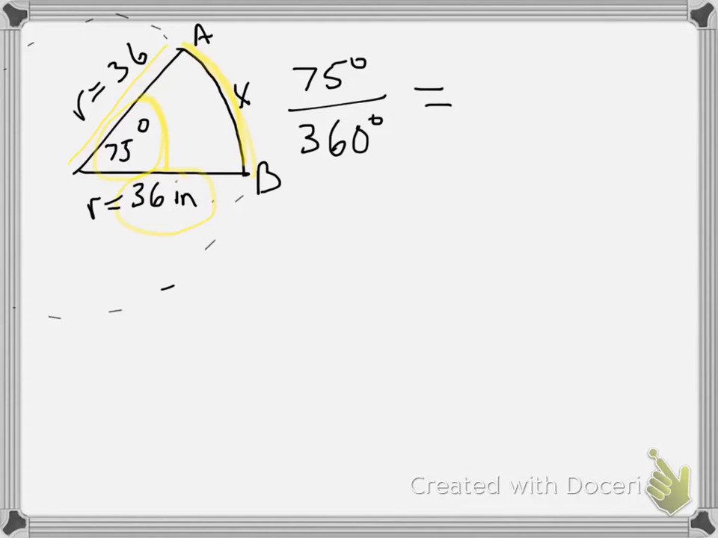So again, we had part on top here. We're going to have part on top here. And we have total circle on the bottom. So I'm going to have total on the bottom here. So the part of the circle that I have, or that I want, is X.